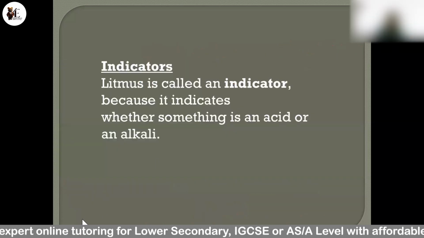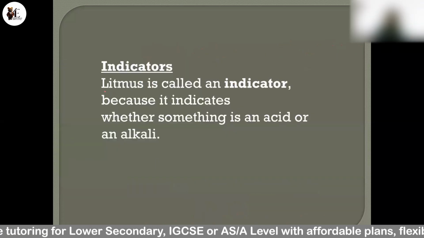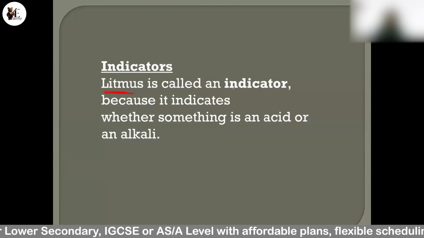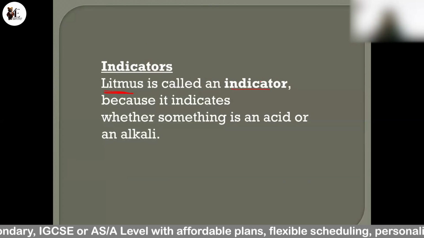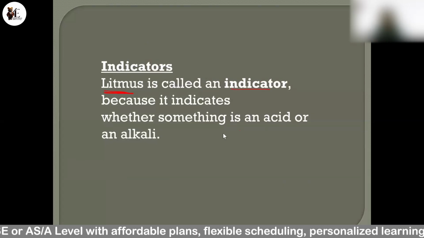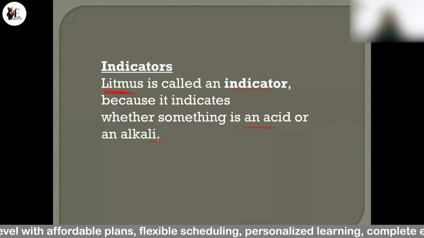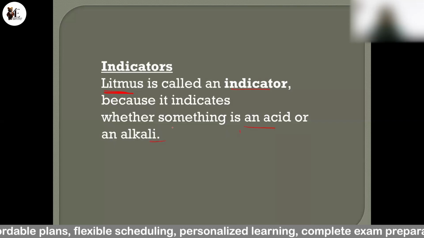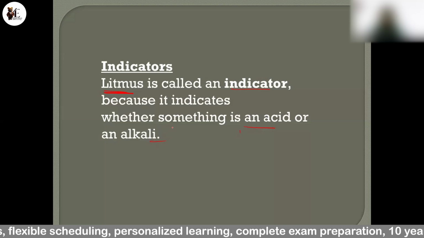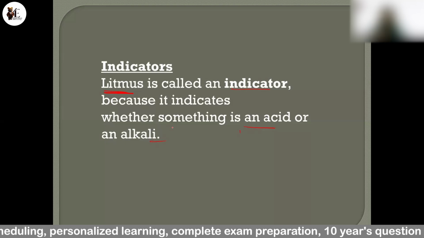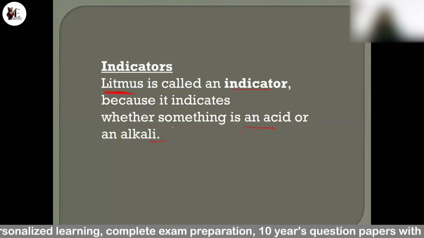Next is our indicators. What is an indicator? Like litmus, it is also an indicator. Why? Because indicator, as the name suggests, it indicates something. It indicates whether something is an acid or alkali. Okay, so what is an indicator? It actually indicates whether something is an acid or alkali. Example of indicator is litmus.